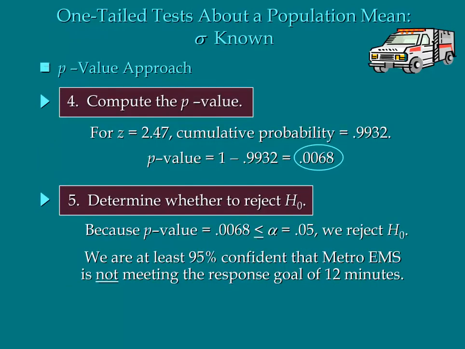Now the p-value approach: compute the p-value. For a test statistic z equals 2.47, the cumulative probability is 0.9932, and 1 minus the cumulative probability is 0.0068. How did I come up with that? Essentially, I'm going to go to the Z tables.